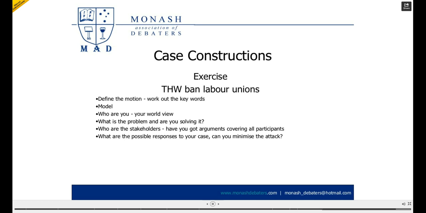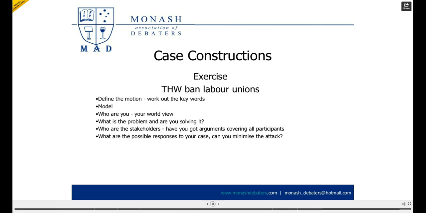What about, so yeah, worldview. What kind of worldview do you guys think you have if you want to ban trade unions? Probably you sit more to the right of the spectrum, considering if you think about the Australian political spectrum, ALP, born out of the labour movement, you'd assume you kind of sit towards that, hey, let's talk about free market, workers looking out for themselves. Who are the stakeholders here? Yeah, everyone, government, business, yeah. Precisely.